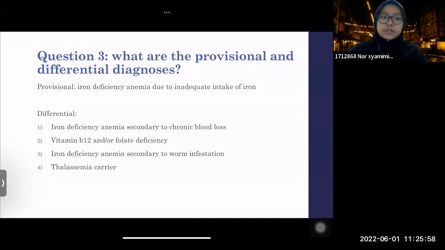However, there were no other symptoms such as diarrhea, skin rash, or fever. And the last differential diagnosis is thalassemia carrier, because here patient has mild anemia, and there's no history that could suggest a family history of thalassemia.